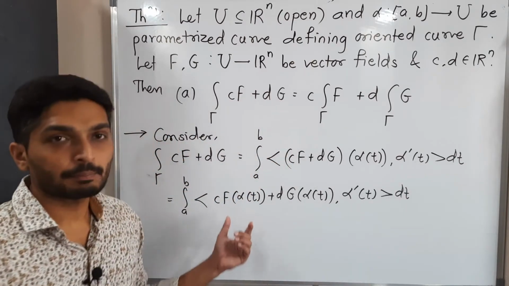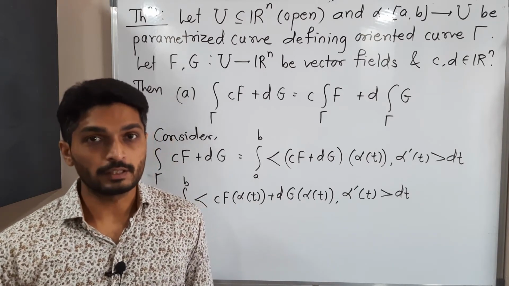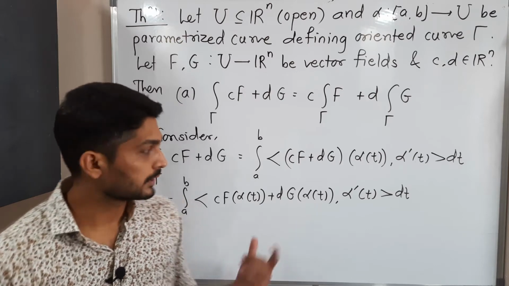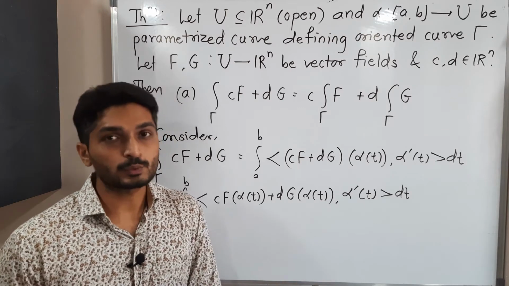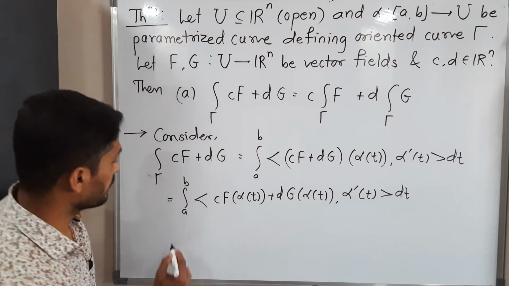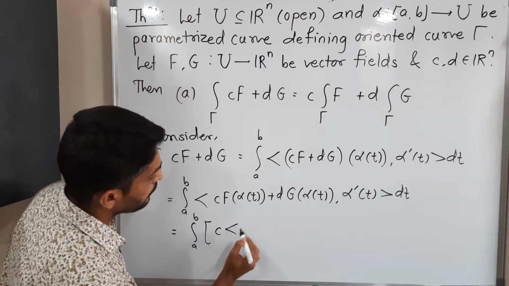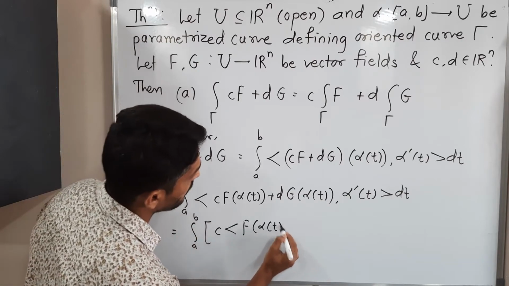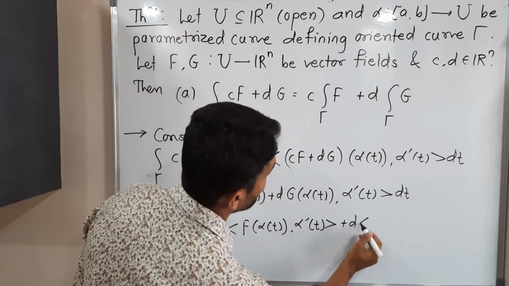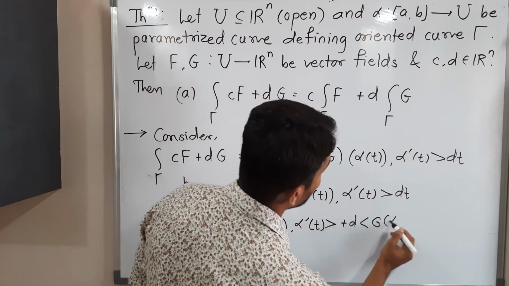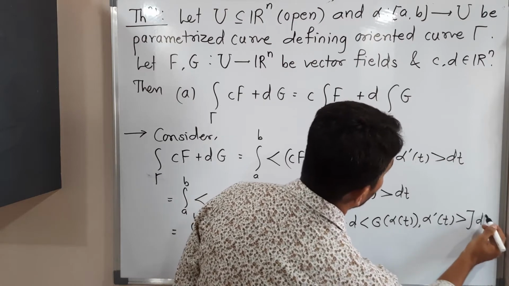So you know that capital F and capital G are functions, so those functions can operate on alpha of t, but c and d are constants. By property of inner product we can take them separate as well as we can take constants outside. So it will be integral a to b of c inner product of F of alpha of t, alpha dash of t, plus d inner product of G of alpha of t, alpha dash of t, dt.